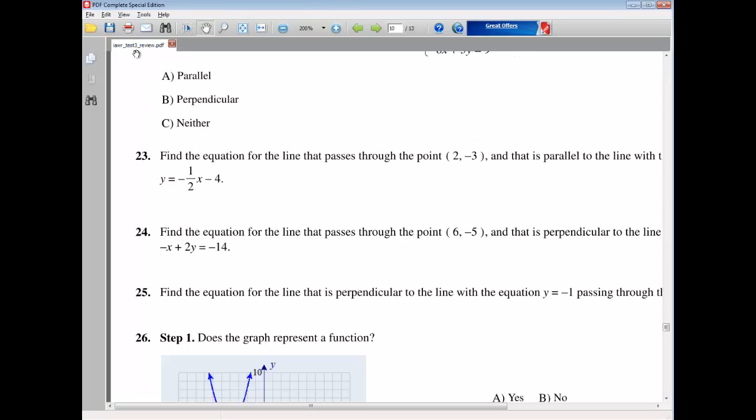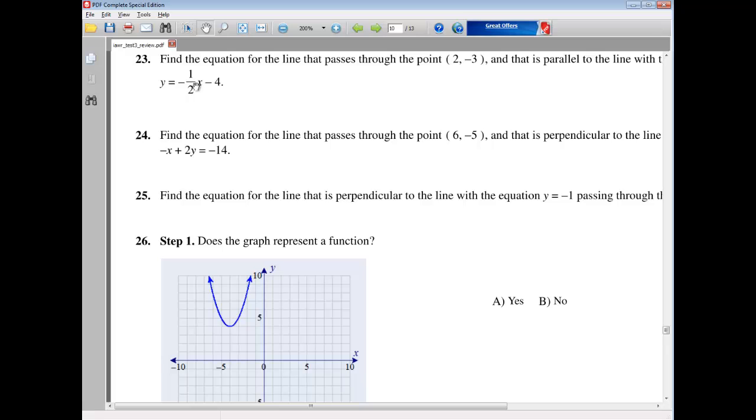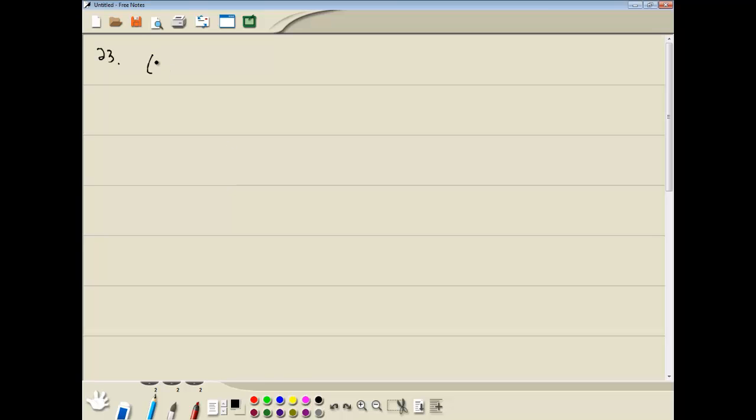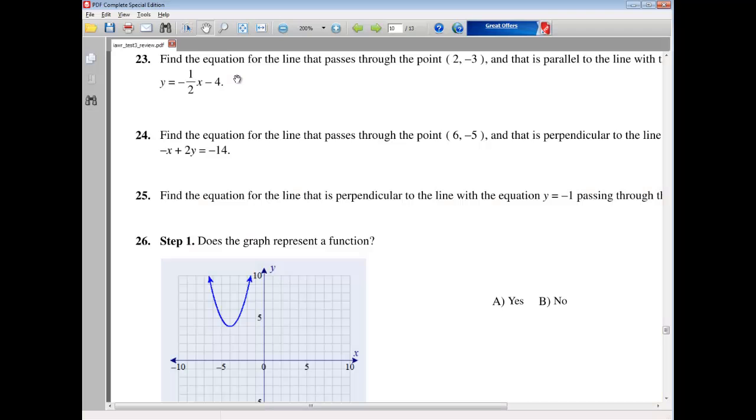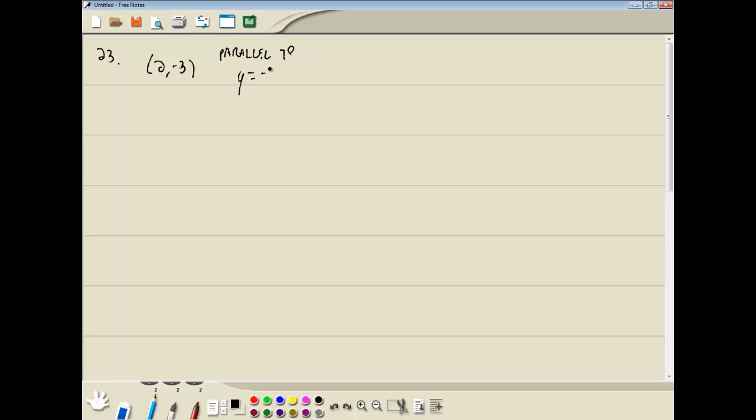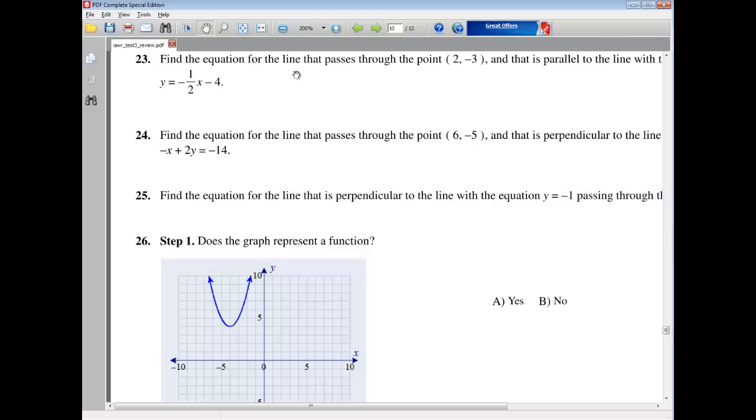Okay, 23. Find the equation for the line that passes through the point (2, negative 3) and is parallel to y is equal to negative 1/2 x minus 4.